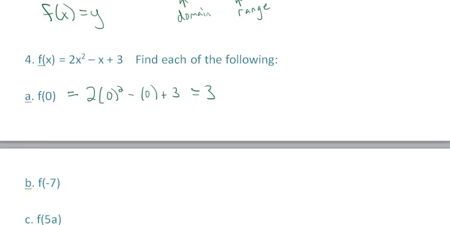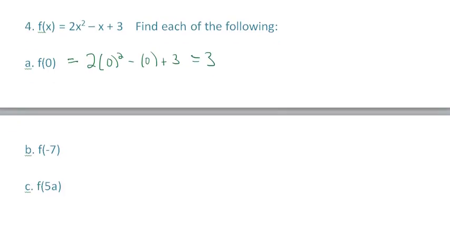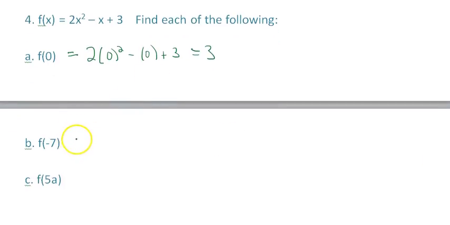Alright, let's move down just a bit. Same function, but we're going to plug in negative 7. And so I'm going to do 2 times negative 7 squared minus negative 7 plus 3. And when you're doing things like this, remember the order of operations, the PEMDAS, please excuse my dear Aunt Sally. You need to do the parentheses and exponents first. If you're typing in, make sure you put that negative in the parentheses with the 7.